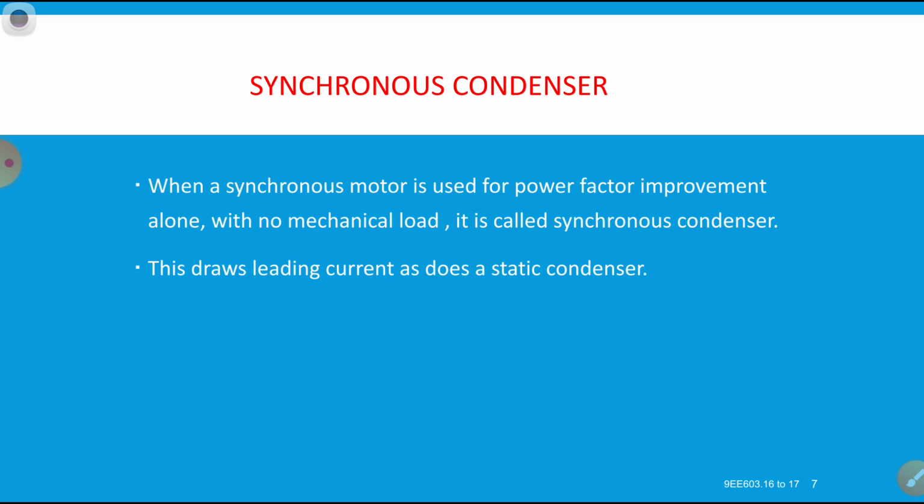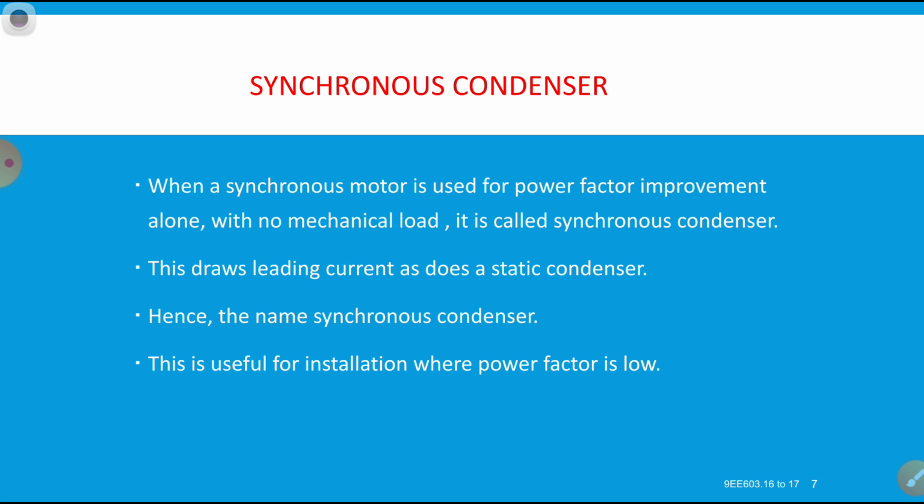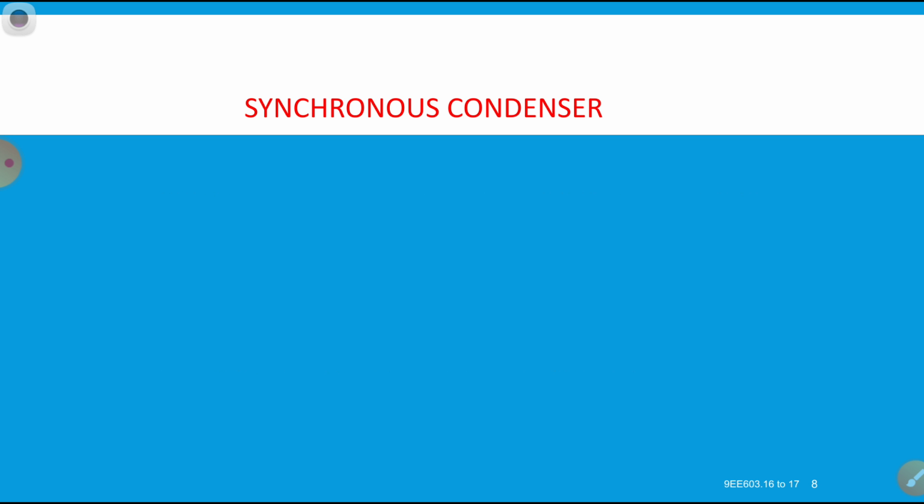If you connect a capacitor to the line, it will draw a leading current. In the same way, our synchronous motor, if overexcited with minimum load or no load on the motor, draws a leading current at a leading power factor. That means it creates reactive power generation. Hence the name synchronous condenser. This is useful for installations where the power factor is low.